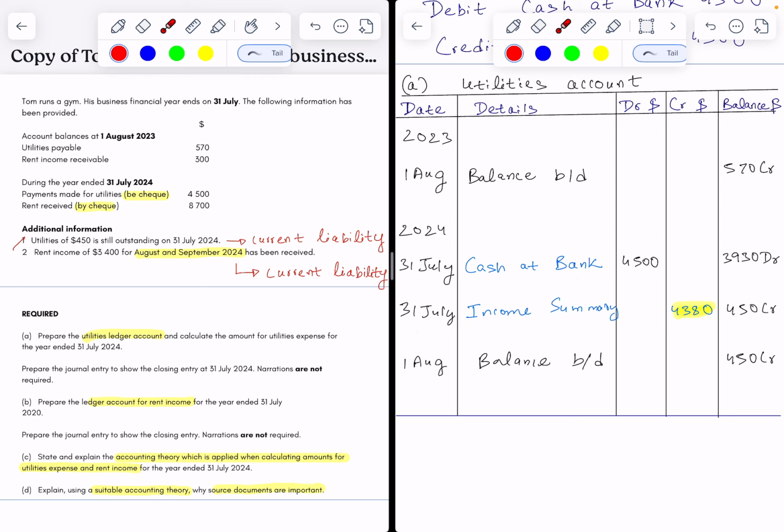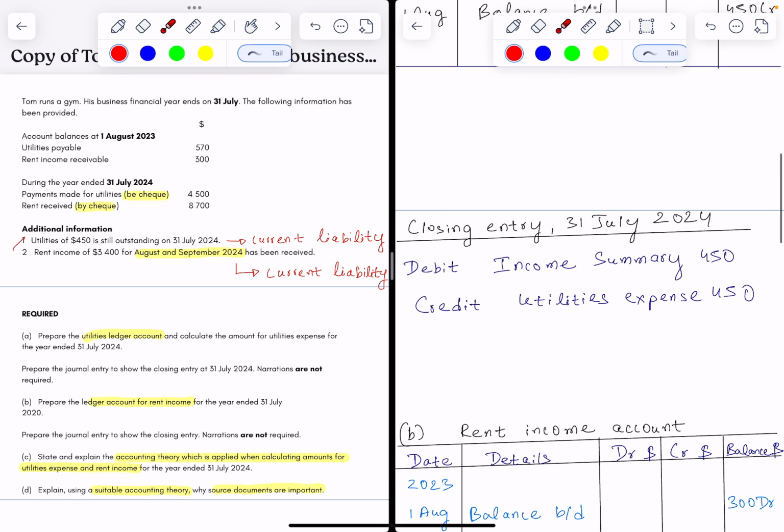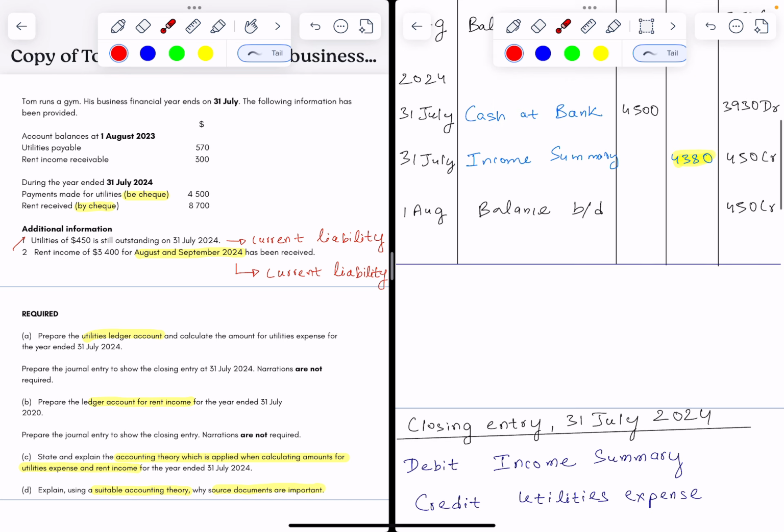Now, having said that, let's look into the closing entry, the journal entry which we have got at 31 July 2024. Utilities expense, the amount which we have calculated is $4,380. So let me just erase that. So we have got $4,380 as the amount for expenses.